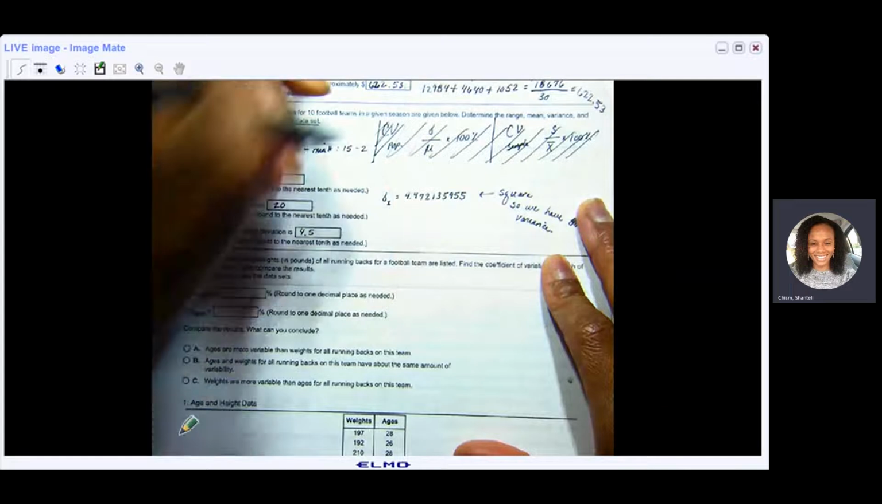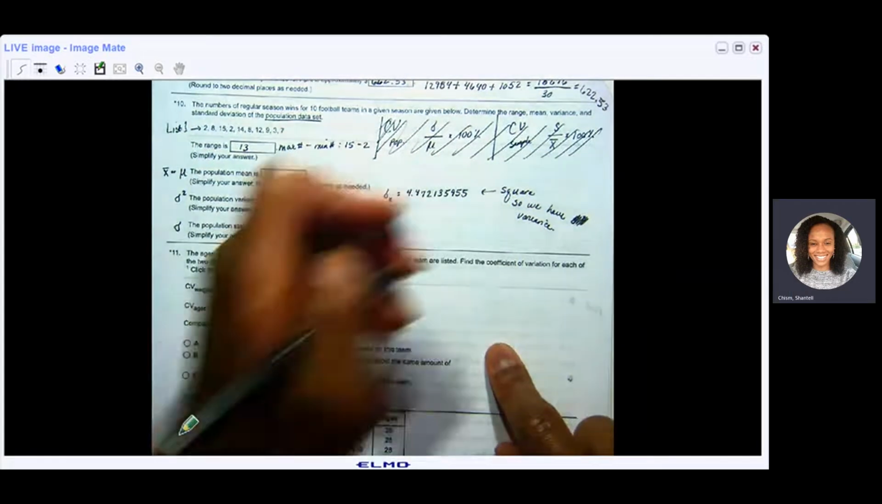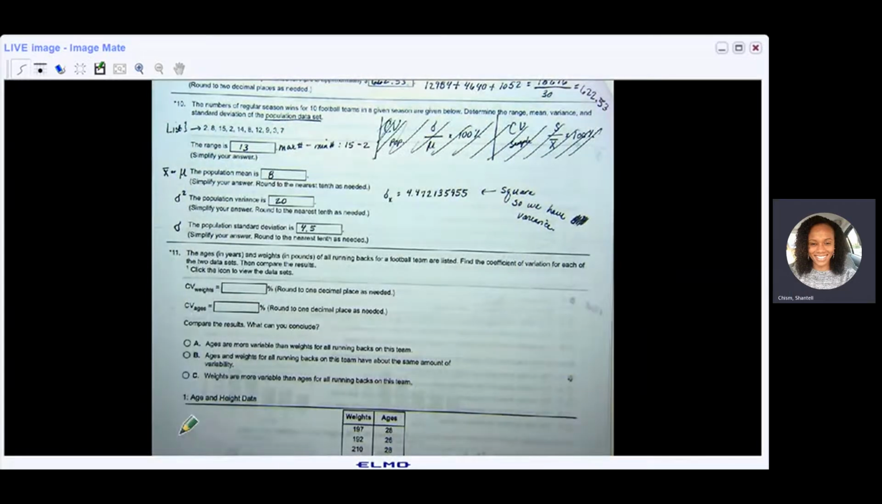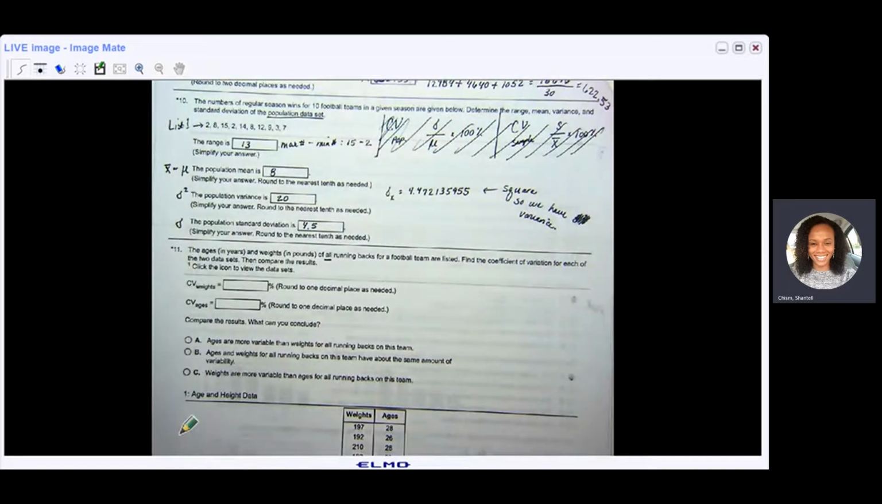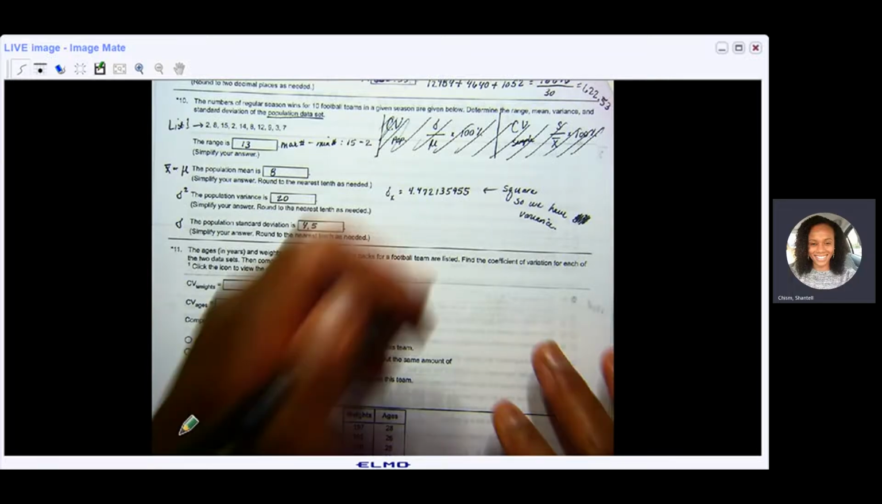I wrote it up there like it goes with that problem. It goes to number 11. So let's just see what we're dealing with. Are we dealing with a sample or a population? It says the ages and weights in pounds of all running backs for a football team are listed. So we're dealing with a population, okay?